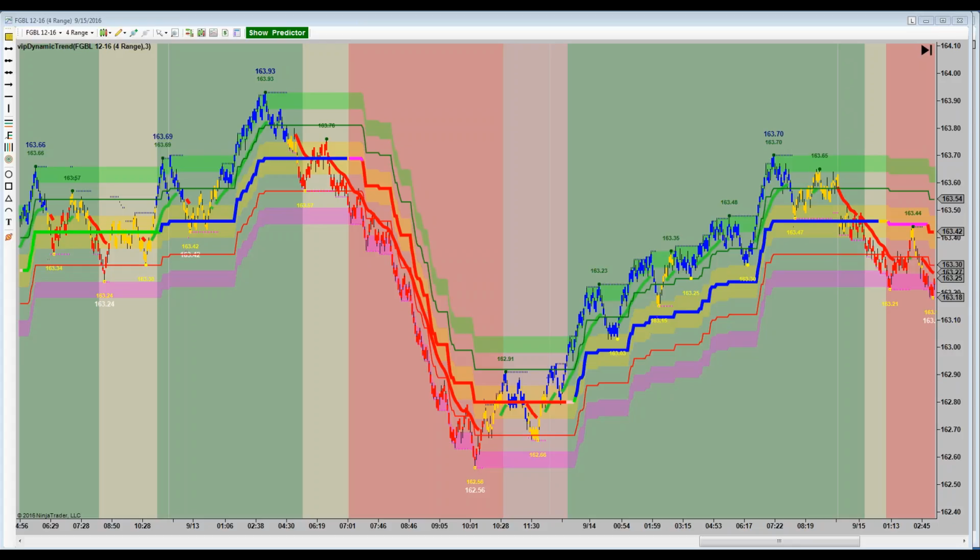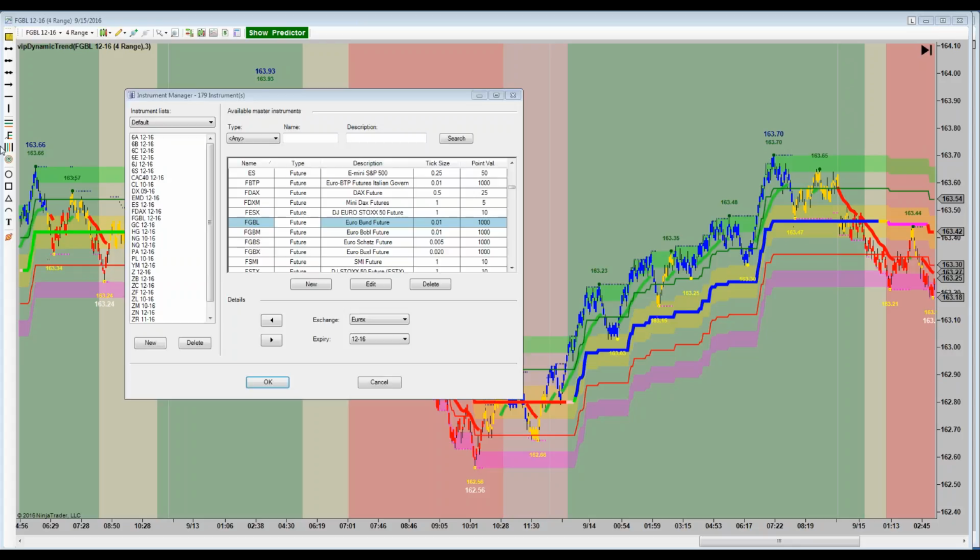$10 a tick? I think it is $10 a tick. Here's how you figure that out real quick. Yeah, it's pricey. $1,000 per point, and there's 100 ticks per point. So $10 per tick. See how you figure that out?